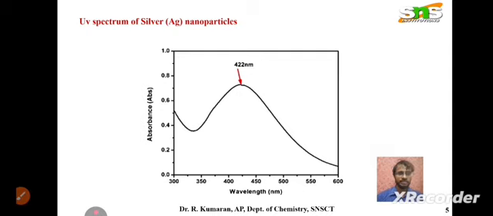Some spectrum. One example we are showing here is the silver nanoparticle UV spectrum. It shows absorbance confirmed at 422 nanometers. That peak shows that metal silver nanoparticles are confirmed.